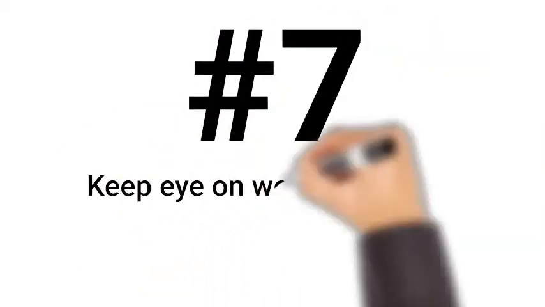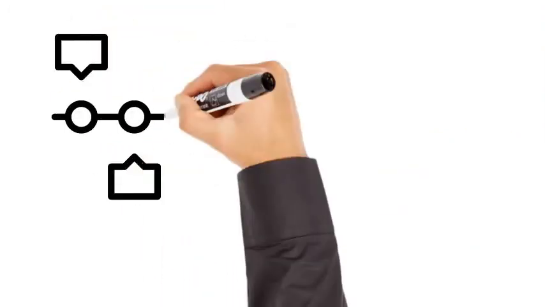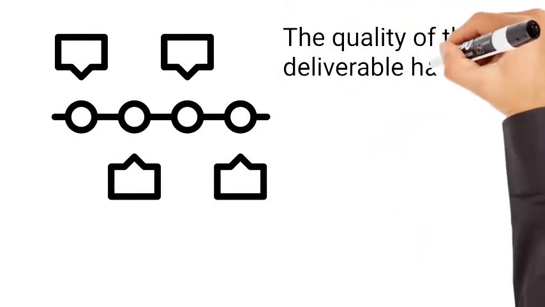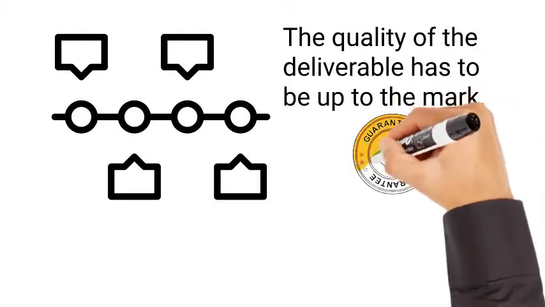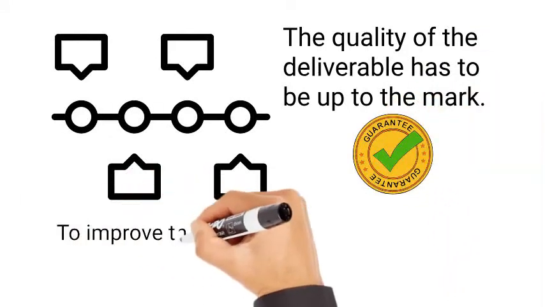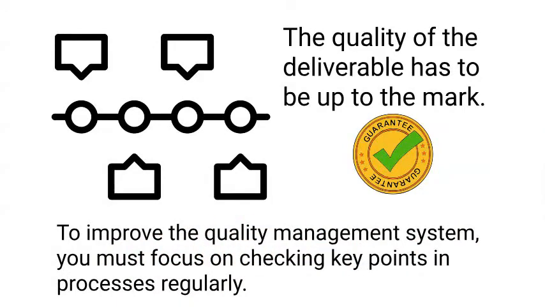The seventh one is keeping an eye on work quality. Sticking to the project's timeline, budget, and scope is not enough. The quality of the deliverable has to be up to the mark. For that, you need to have effective project quality management. To improve the quality management system, you must focus on checking key points in processes regularly. Rather than trying to fix everything at the time of delivery, regular checks will ensure that methods are working on a periodic basis as part of the internal audit program.